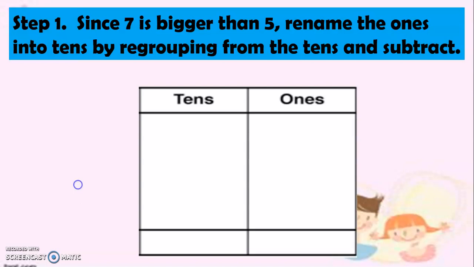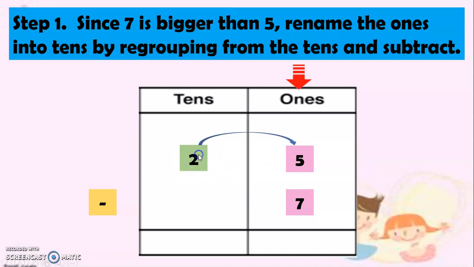Now for step 1, we have 25 minus 7, and since 7 is bigger than 5, we are going to rename the ones into tens by regrouping from the tens, and we're going to subtract. So since we cannot subtract 7 from 5, we're going to regroup from the tens place. So from being 5, we're going to rename it as 15. So 15 minus 7, we have 8.